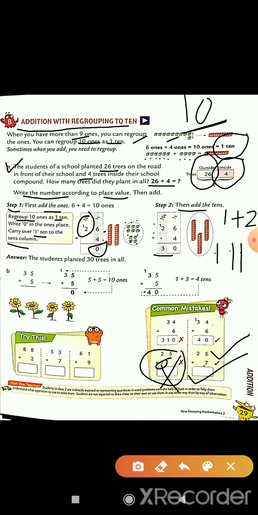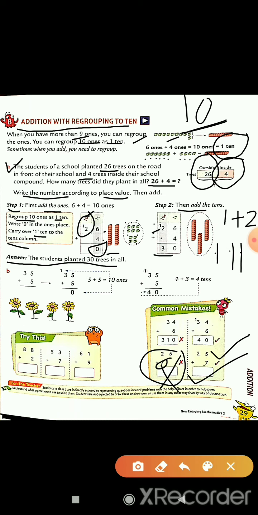Got it, students? So first step, we have to add the ones and then we have to add the tens. While adding the ones, if we get the answer 10 ones, we have to regroup 10 ones as 1 ten. We need to write 0 in the ones place and then carry over 1 ten to the tens column. And in step 2, when we are adding tens, don't forget to add that carried number. Got it, students? So our answer is the students planted 30 trees in all.